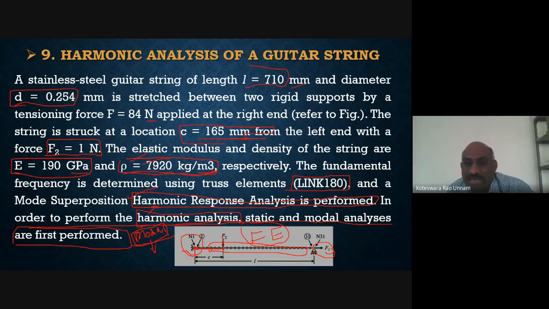Once I've done that, we know the link element, LINK180, consists of two nodes only. So to define an element, I require two nodes.